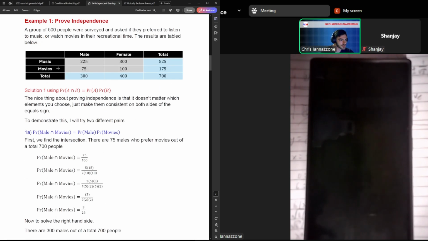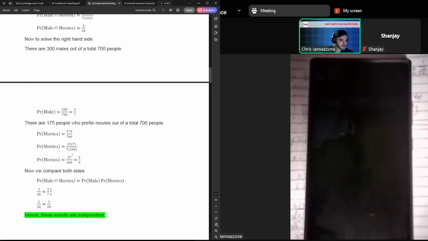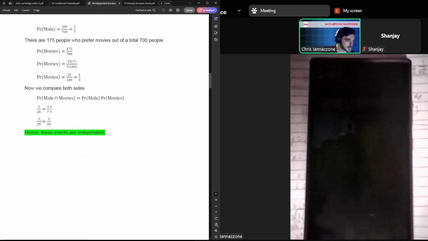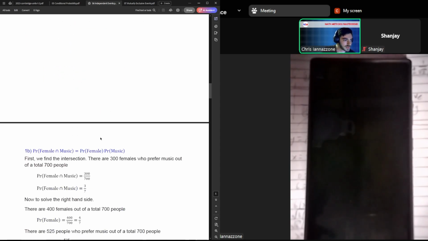And then movies was this one. So 175 over 700. That's that. Male, movies. If you multiply these two things together and compare that to the intersection we found earlier, we find they're the same thing. So, because those are equal, you can call those events independent.